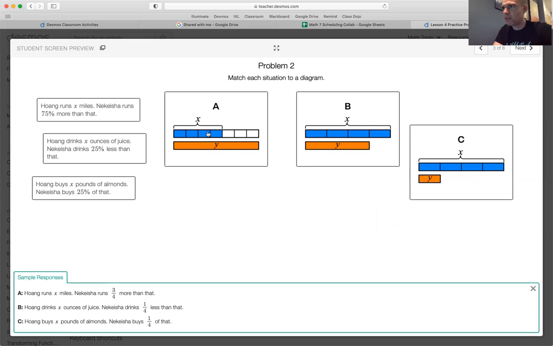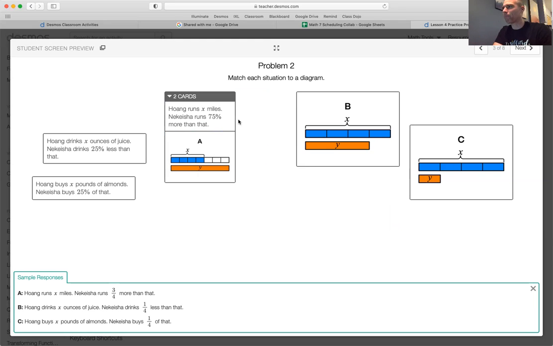This blue part represents X, right? That's how far Wong ran. It says he ran X miles. And then it's broken up into 4 chunks. And then there's 3 more of those chunks beyond that to make up what Nikisha ran. And so 3 extra fourths, 3/4, 75% further. I think these have to match up.